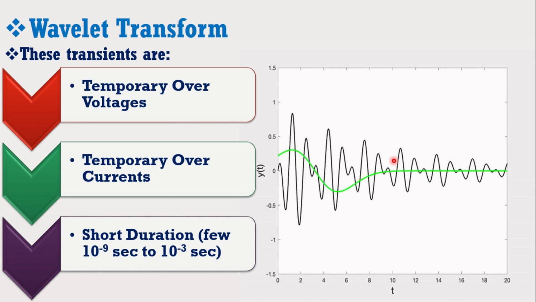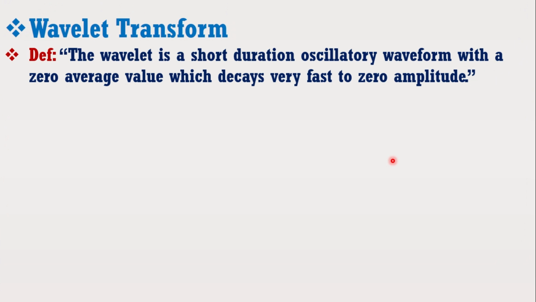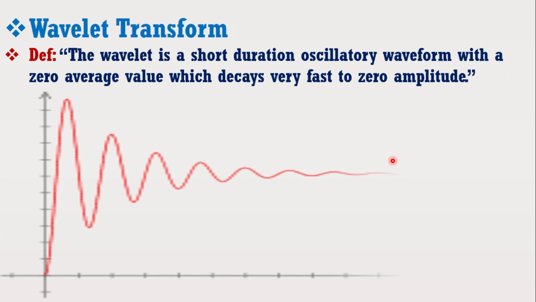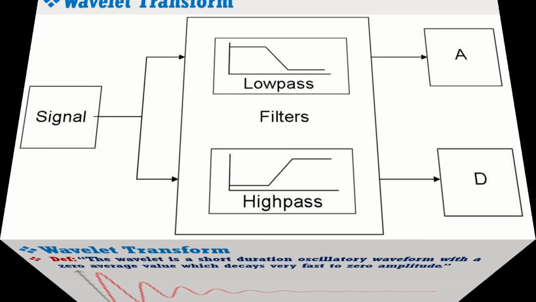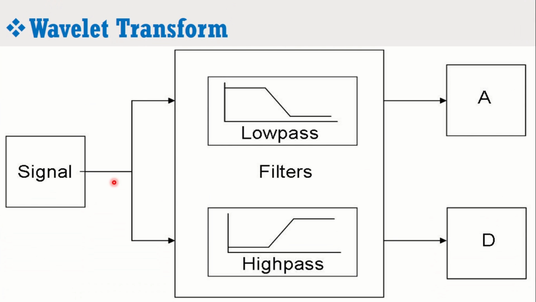It may be noted that a wavelet is a short duration oscillatory waveform with a zero average value which decays very fast to zero amplitude as shown here. As a mathematical tool, wavelets can be used to extract information from these transient signals by decomposing the signal into its components on different scales or frequency bands using the low-pass and high-pass filters as shown in the figure.